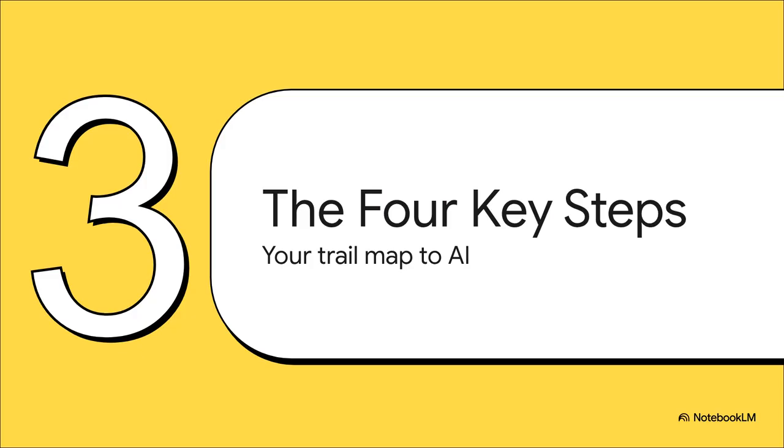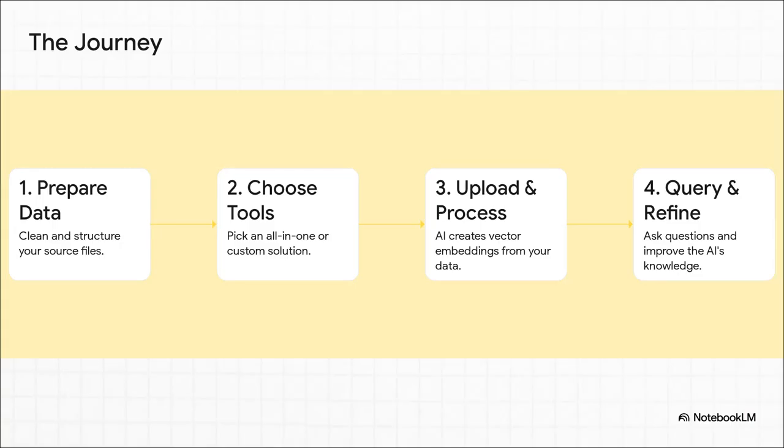So we have our gear, we get the main concepts, now we need the map. Let's walk through the 4 key steps to make this happen. This is your trail map to a personalized AI, and honestly, it's way more straightforward than you might think. And here's the entire journey in one shot. First, you get your data ready. Second, you pick your tool. Third, you upload everything and just let the AI do its thing. Let it process. And finally, number 4, you start asking questions and refining it. 4 clear steps to get us where we're going.